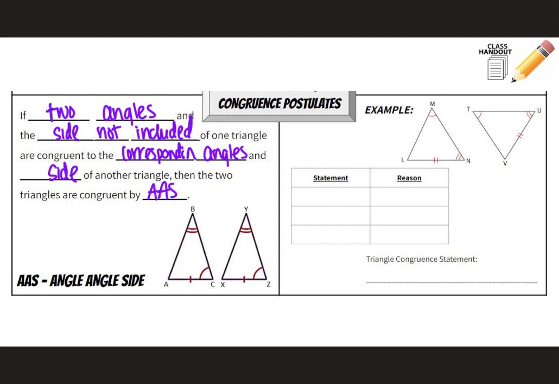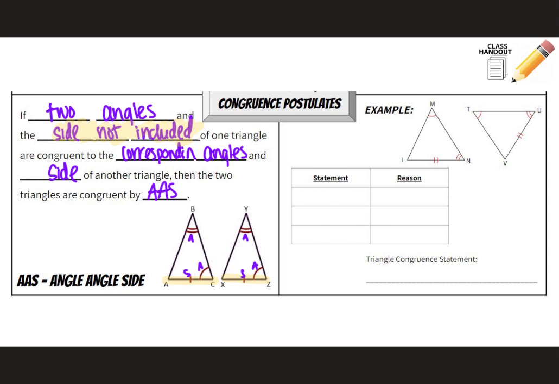So it's important that the side that is congruent is the side that is not included. In this case, this is the side that is not included. It's the side away from the 2 angles. Here we can label this as angle, angle, side, angle, angle, side. You need to make sure you skip the included side in order for it to be angle, angle, side.